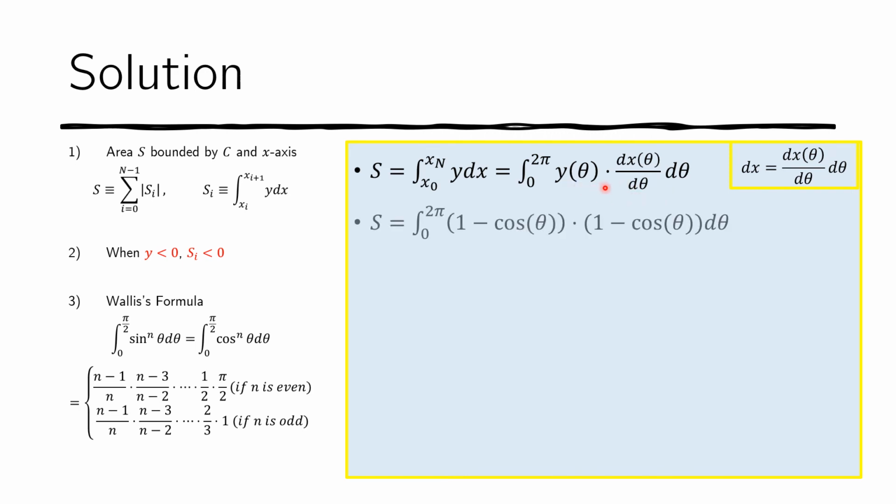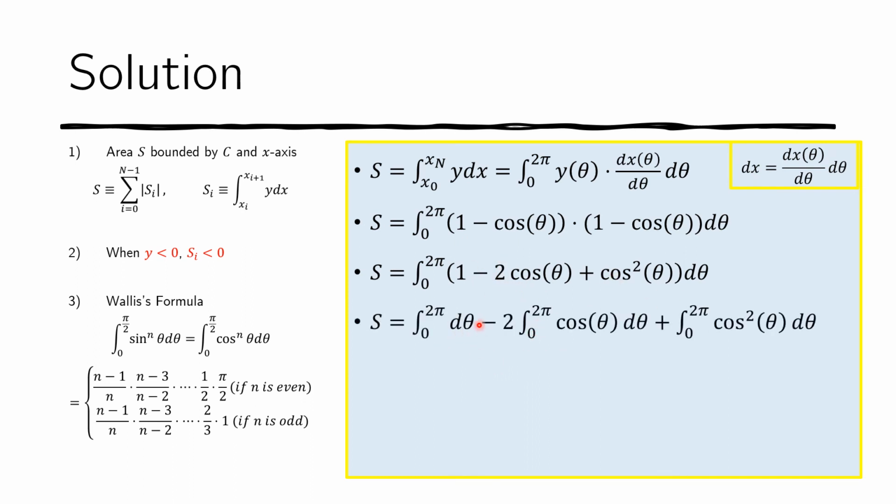So y of theta is 1 minus cosine theta, and dx d theta is 1 minus cosine of theta. We know this from part 1 of this problem. And this is from 0 to 2 pi. We just do the multiplication and we get the following: 1 minus 2 cosine theta plus sine squared of theta, or rather cosine squared of theta. And then we separate the terms.